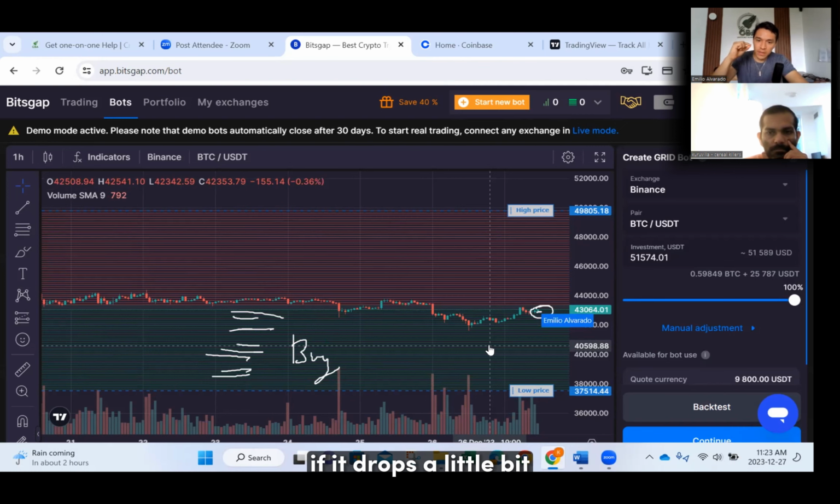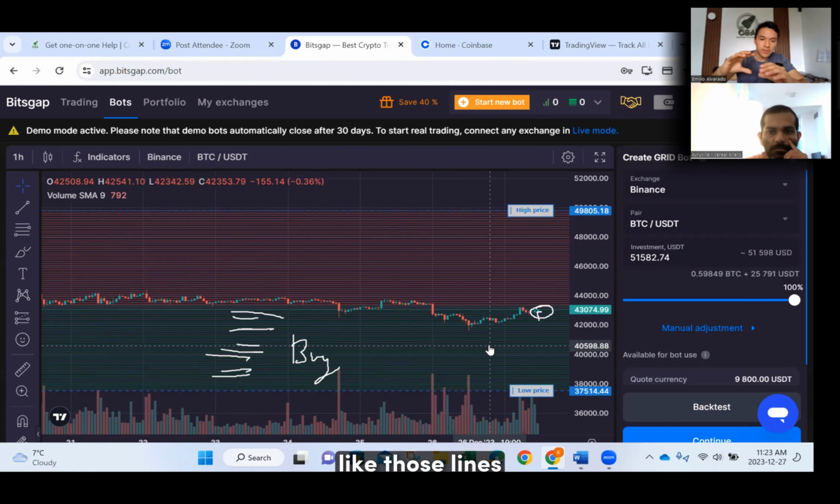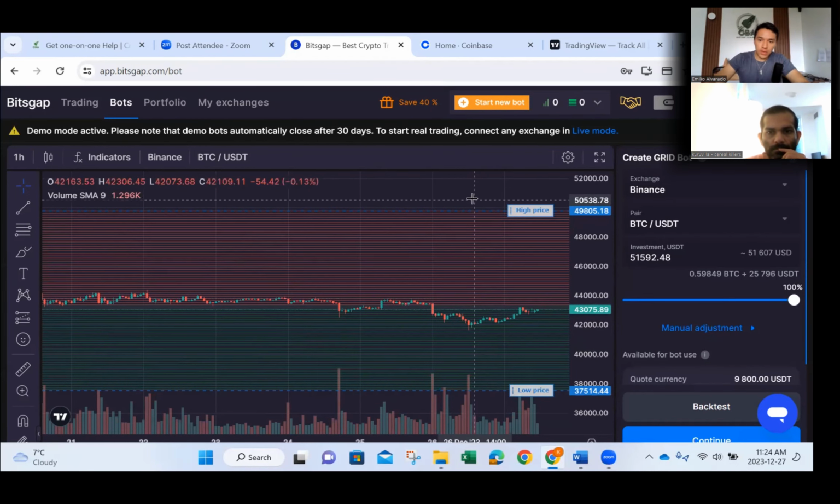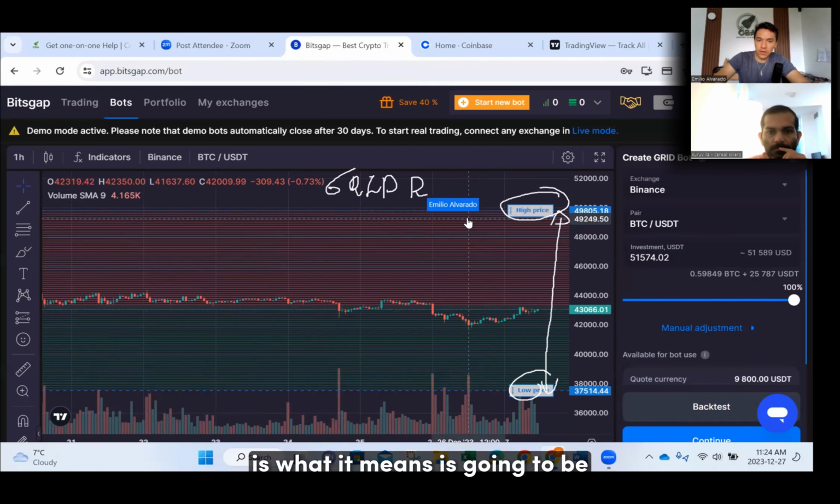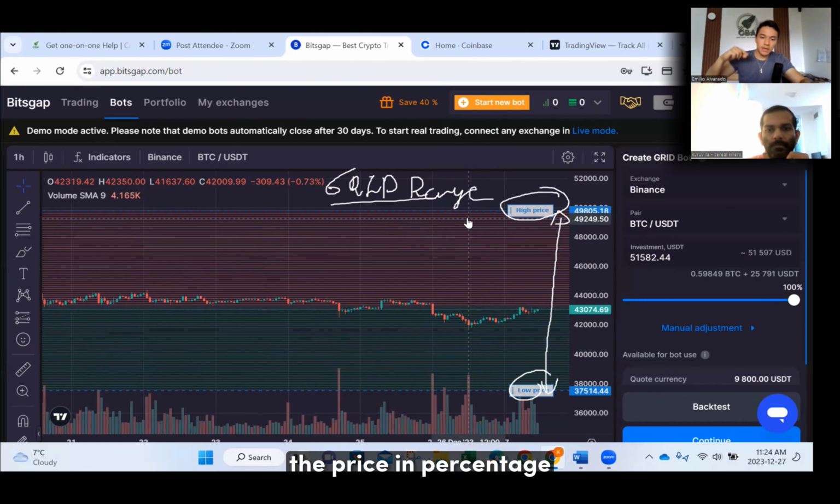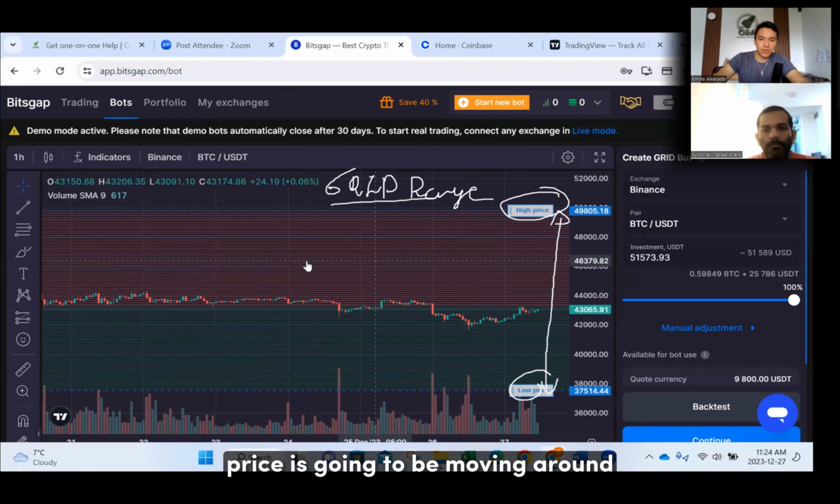If it drops a little bit, let's say to $43,040, then as long as there are green lines, the bot is gonna automatically trigger buy orders. Okay. So what I really want you to understand is those lines will trigger either a buy or a sell order. Also, this high and low price is gonna represent something called the grid range. Essentially, it means the price in percentage, or you can say the space in percentage where the price is going to be moving around.